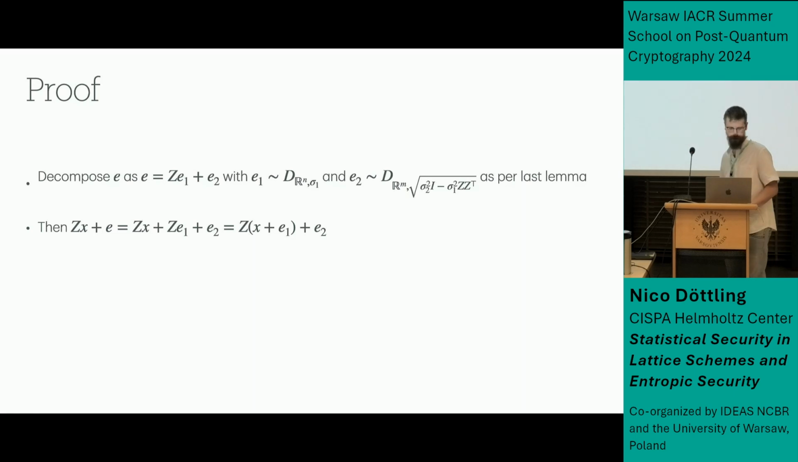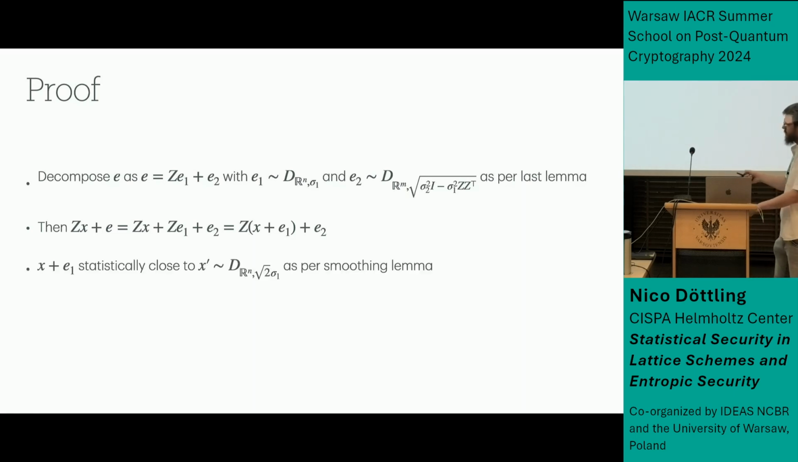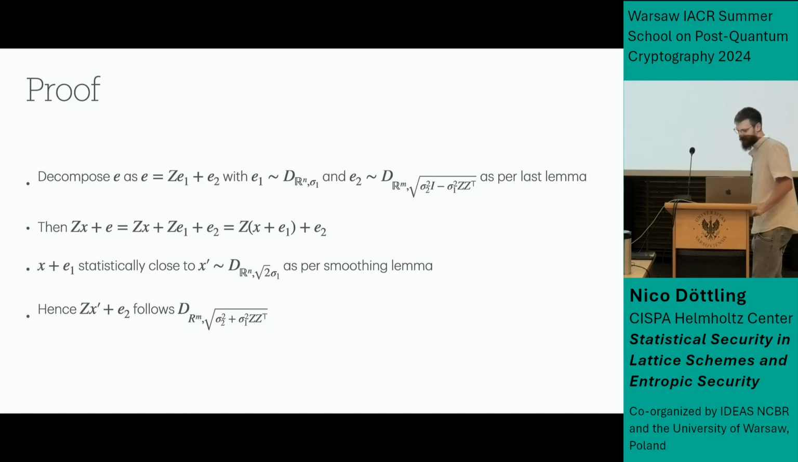And now I'm at the point where I can use Regev's smoothing lemma to say that X plus E1 is statistically close to a continuous Gaussian, and now I can reverse all of this. So X plus E1 is now my X prime, and computing the covariance matrix of this, I'm getting this matrix here.